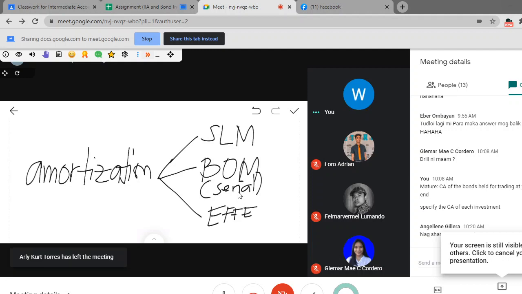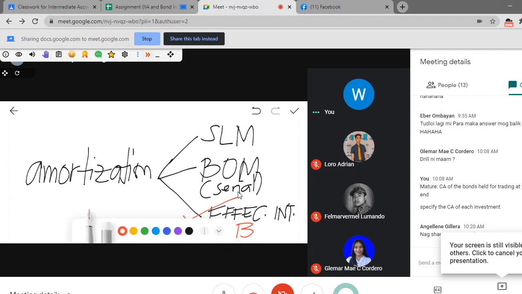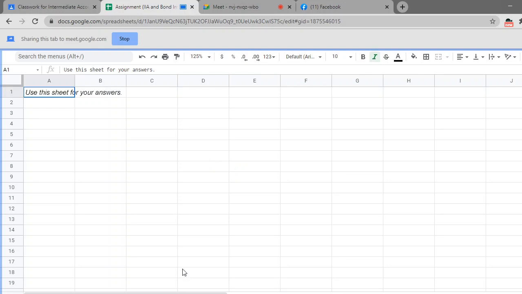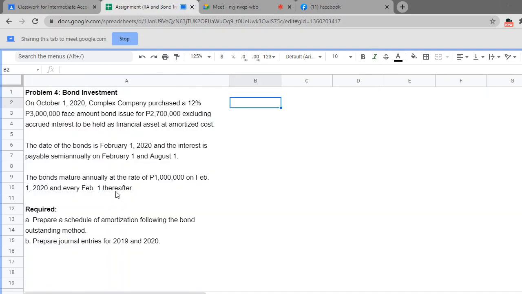The effective interest method is sometimes called the scientific method, and according to PFRS 9, this is what we should use if you have an investment in bonds. This is what we are going to tackle in the next meeting. But this time, our problem number 4 is about the bond outstanding method. This is just about the bond outstanding method.